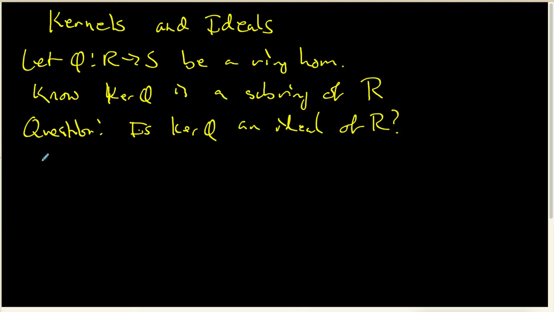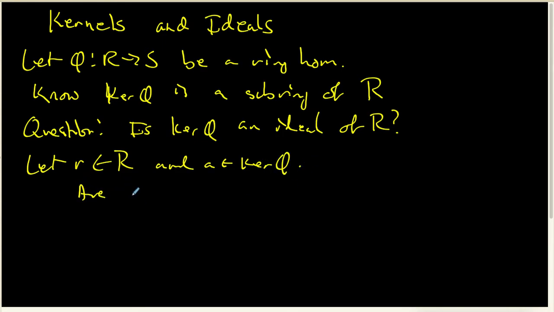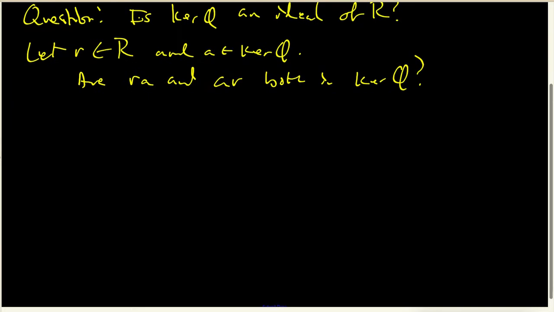To answer this question, what we need to do is we need to let r be any element of capital R, and we need to let a be any element of the kernel of phi, and we need to ask the question, are the elements ra and ar both in the kernel of phi? And we can answer that pretty quickly and pretty easily. So let's look at this.